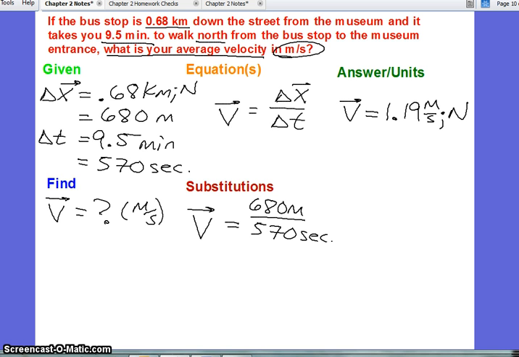Final step, I always like to put a box or a circle around the answer so it's more obvious.